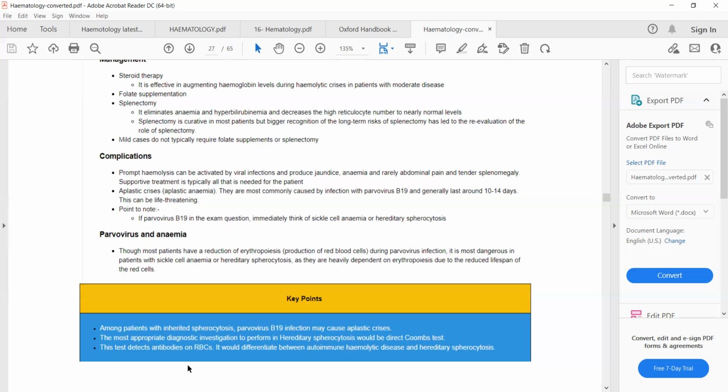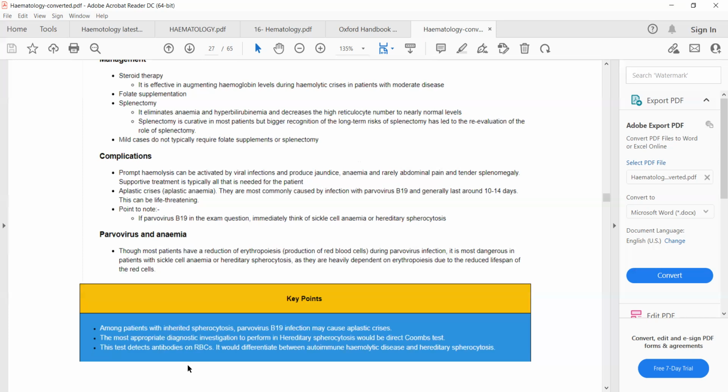So this was all about hereditary spherocytosis. Hereditary spherocytosis is a genetic condition, autosomal dominant, common in European people. It is autosomal dominant, that's why it affects both males and females. On the other hand, G6PD deficiency is X linked recessive, so it only affects males. G6PD deficiency is common in African people, and hereditary spherocytosis is common in European people. The diagnosis is made with positive osmotic fragility and negative Coombs test. A peripheral blood smear will show spherocytes.